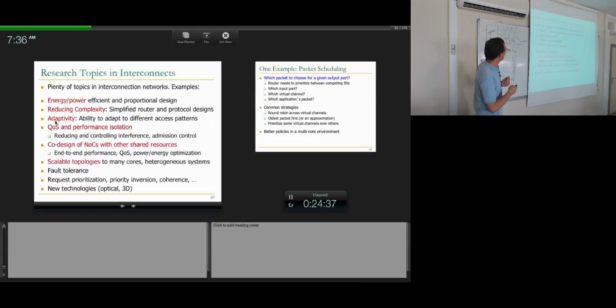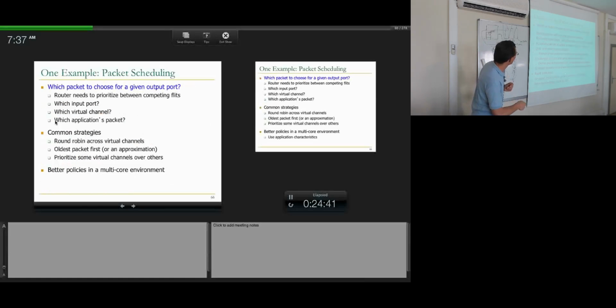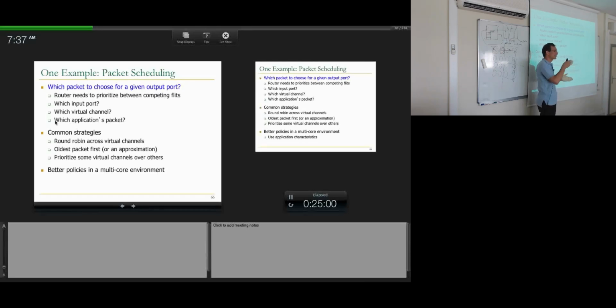So one example, I think, if we pick one of them here, is packet scheduling. If we have time, we'll talk about this also. Which packet do you choose for a given output port? Basically, the router needs to prioritize between competing flits. Flit is another terminology that people have developed. Basically, you don't transmit packets in many interconnects, but you divide the packet into smaller chunks, flits, and you transmit those. Actually, there's a little bit more over there, but that's okay. We can keep this abstraction.